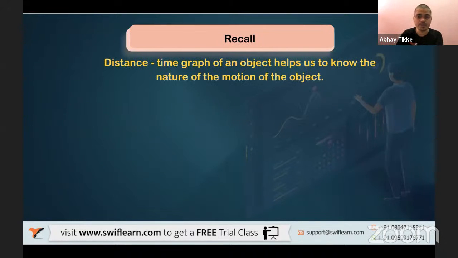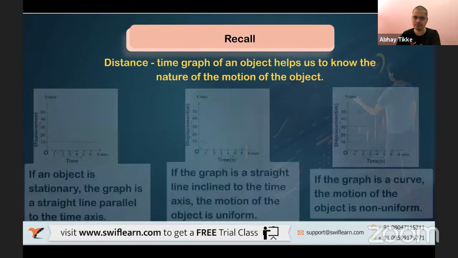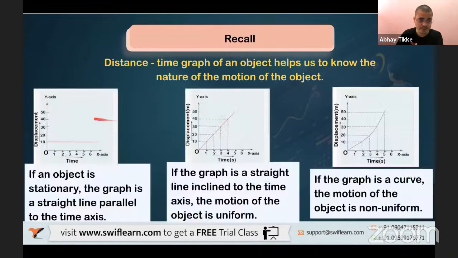Recall, distance time graph of an object helps us to know the nature of the motion of the object. क्या indicate करता है वो? क्या निकालने में मदद करता है? Nature of motion, right? Distance time graph. अगर slope constant रहेगा तो uniform, constant नहीं रहेगा तो non-uniform. Very simple. Now there are 3 graphs here. You can see this.